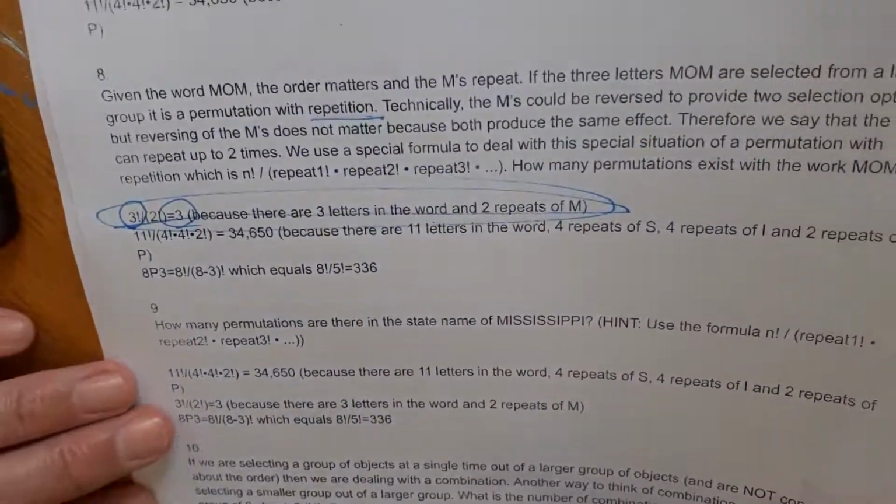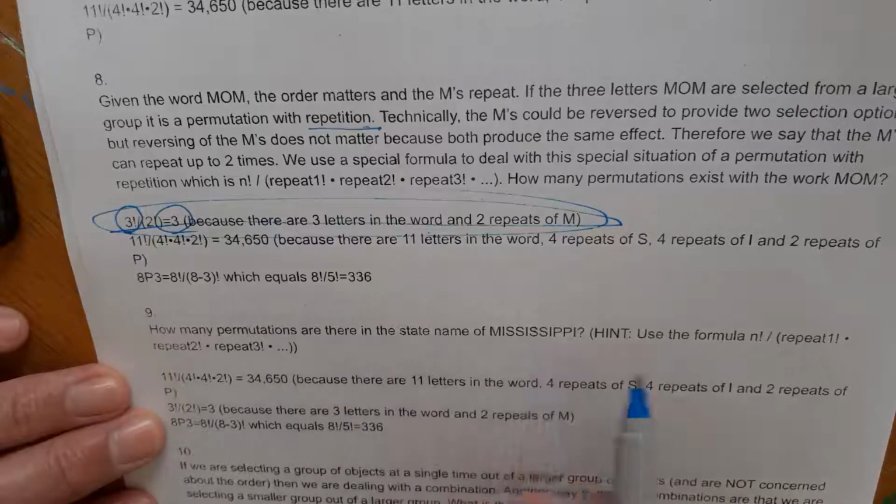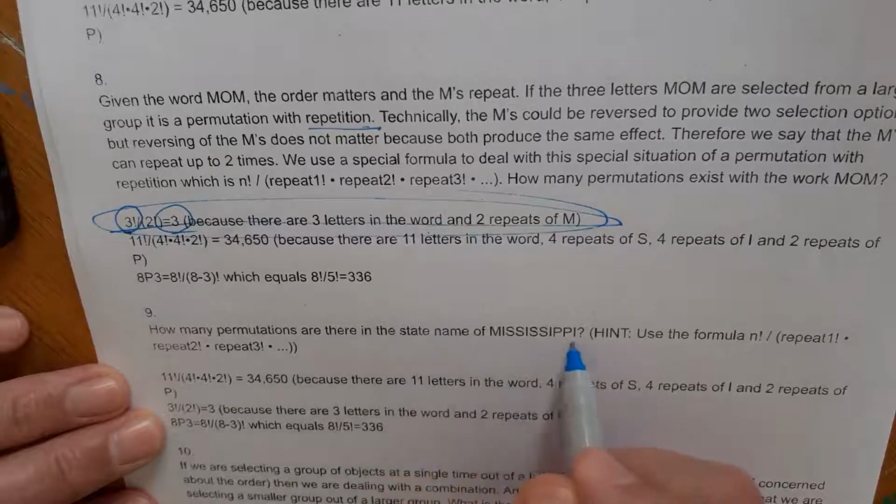All right, let's go to number 9. Number 9 says, how many permutations are there in the state name of Mississippi?